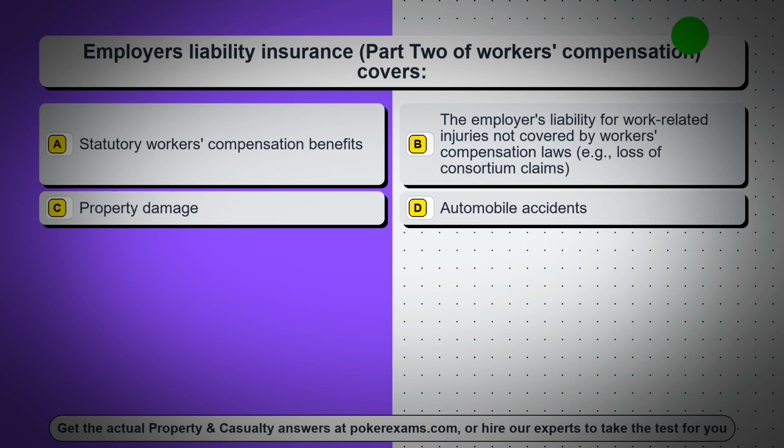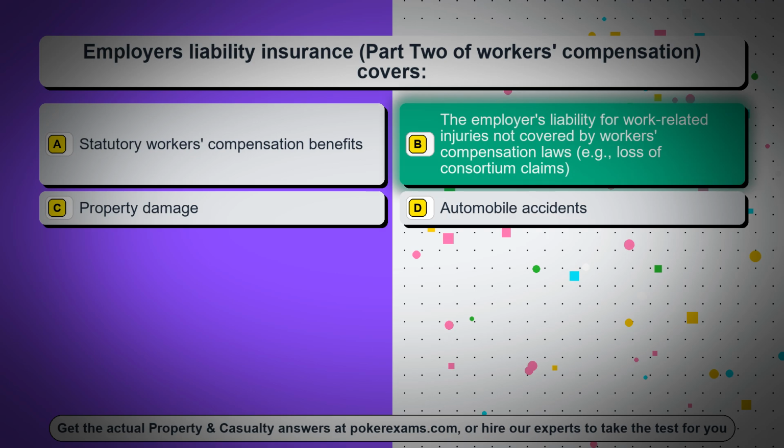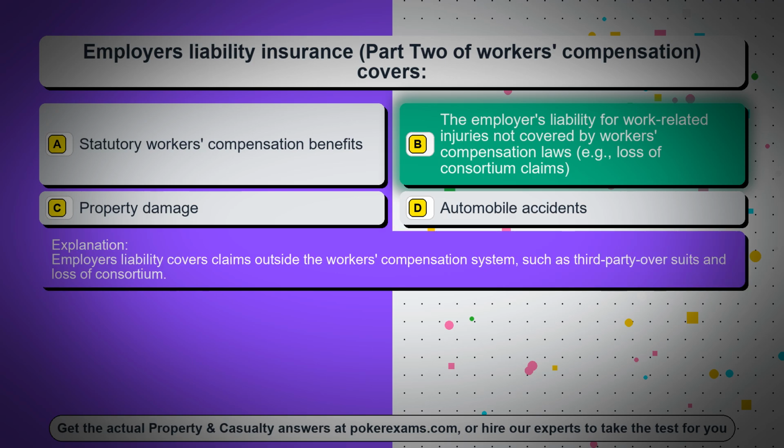Question 24. Employers' liability insurance, Part 2 of Workers' Compensation, covers: Option A, statutory workers' compensation benefits. Option B, the employer's liability for work-related injuries not covered by workers' compensation laws, for example, loss of consortium claims. Option C, property damage. Option D, automobile accidents. The correct answer is option B, the employer's liability for work-related injuries not covered by workers' compensation laws, for example, loss of consortium claims. Employer's liability covers claims outside the workers' compensation system, such as third-party-over suits and loss of consortium.